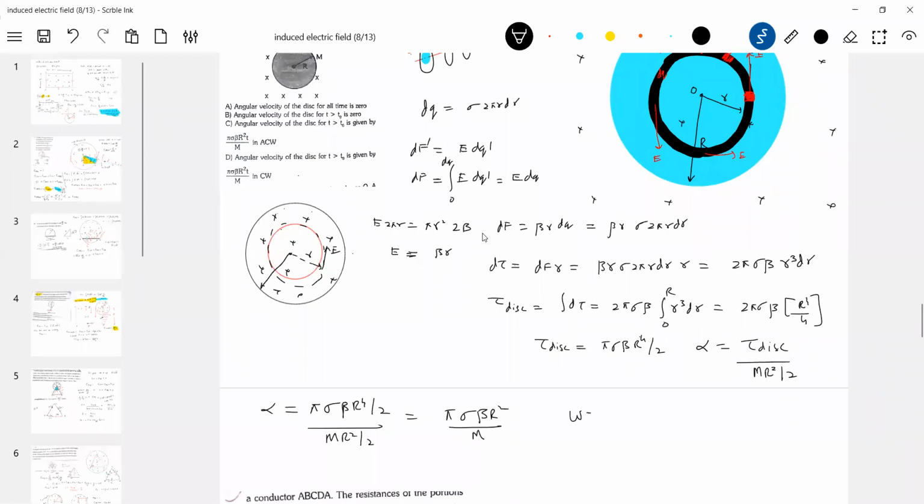Then what is omega? Omega equal to alpha into t, so pi sigma beta r square by m, into t. And this should be anti-clockwise omega. At any time t, it will be this much here.